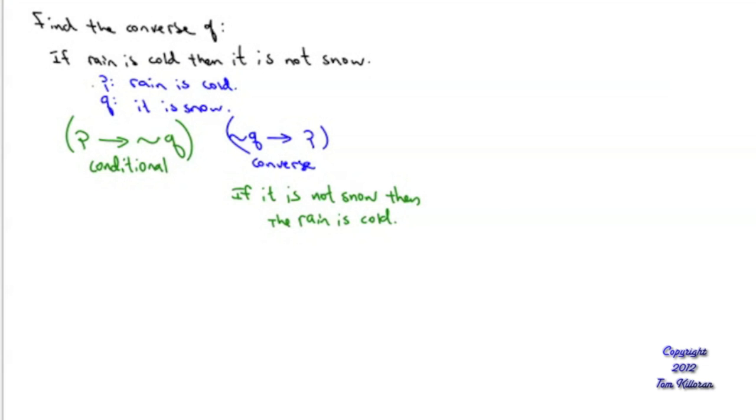That's it. What have I seen people do? Flip it wrong: then it is not snow if the rain is cold. Is that a converse? They took the entire thing and just flipped it. But you can't flip the if or the then. They have to stay in place.